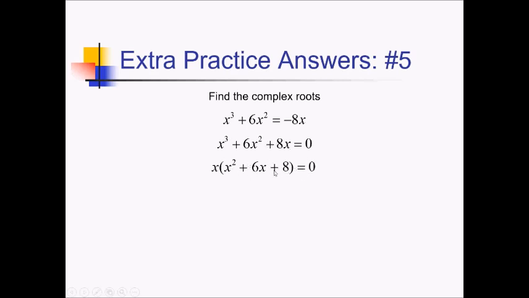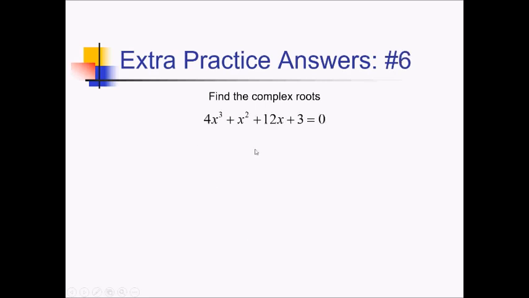The quadratic inside this parentheses can be factored. We need factors of 8 that add up to 6. 1 and 8 doesn't work, but 2 and 4 does. So I can break this up after I pull down that x there. I can break this up into x plus 2 and x plus 4. Setting each of these equal to 0 and solving, we have x equals 0 for that first factor, negative 2 for the second factor, and negative 4 for that last factor.